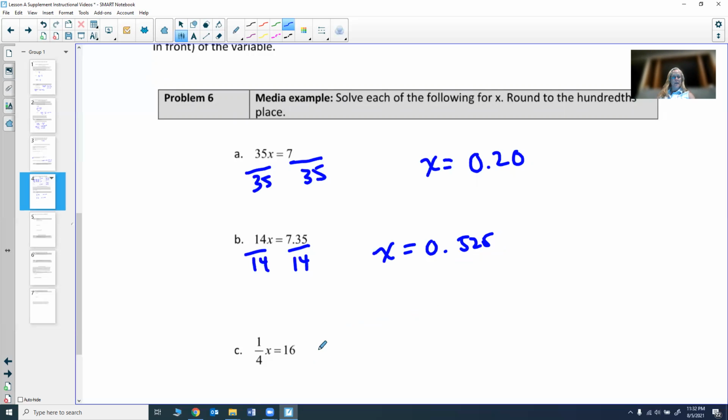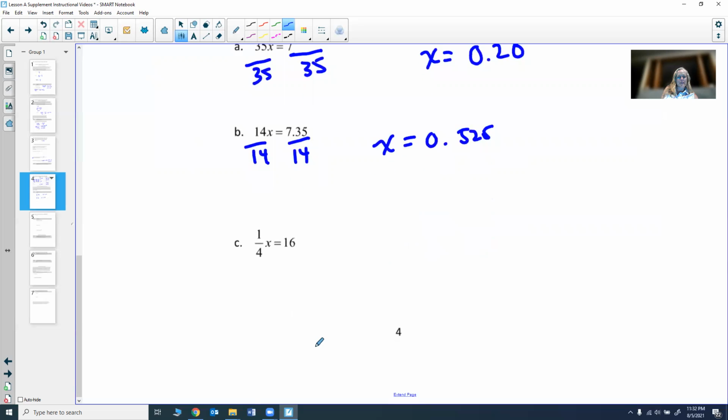Okay, the next one is 1/4 x is equal to 16. But the problem with this is that really what we've done in all of these is we didn't really divide, we actually multiplied both sides by the reciprocal of the number. So we multiplied both sides by the reciprocal of 14, which is 1/14, on both sides. That's what I want you to think about here.